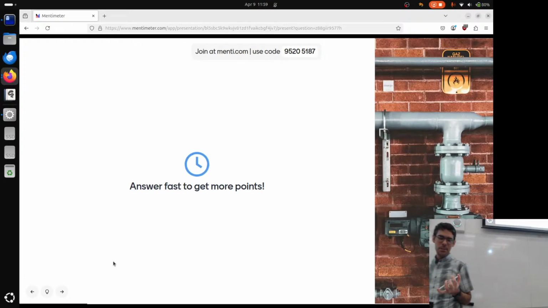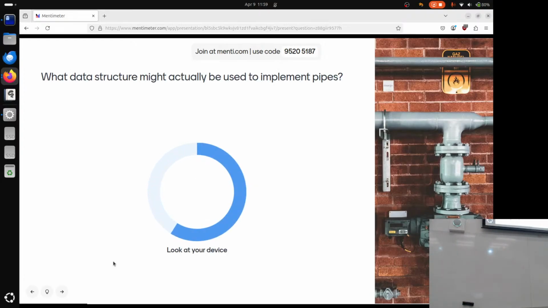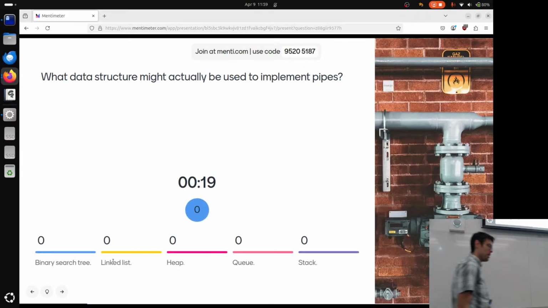Now we're moving on to pipes. So that was all I wanted to ask about file systems. For file systems, that was the only one I wanted to ask.